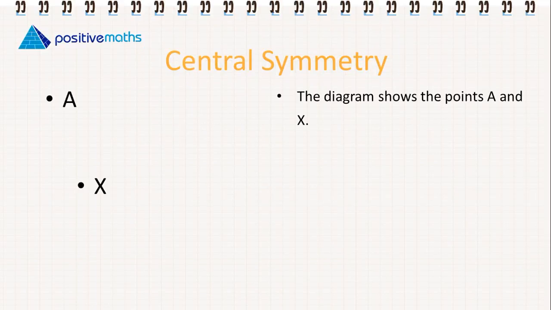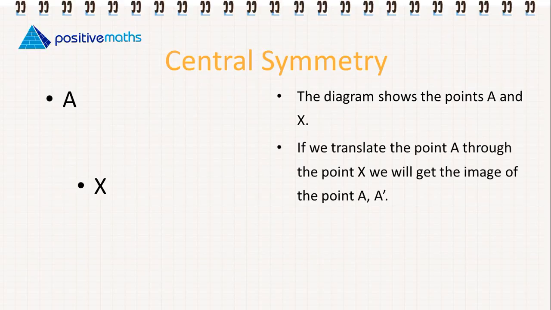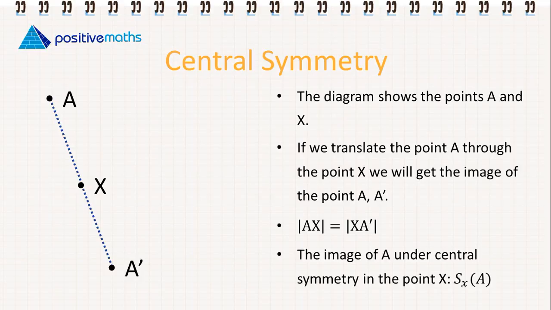The diagram shows the points A and X. If we translate the point A through the point X, we will get the image of the point A, which we call A dash. So the length AX is equal to the length XA dash. The image of A under central symmetry in the point X is SX(A).